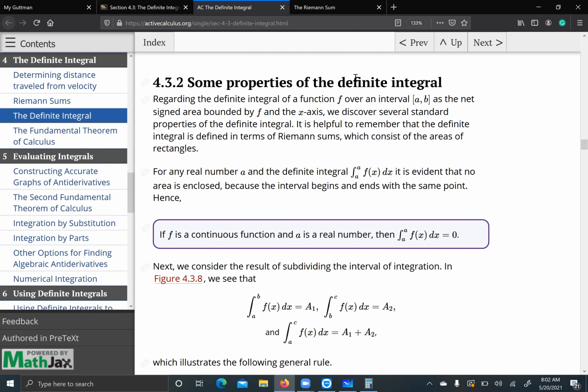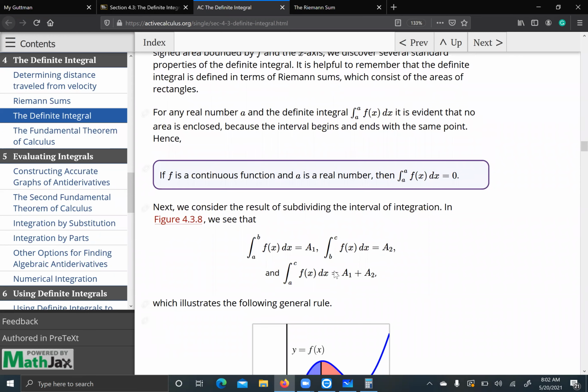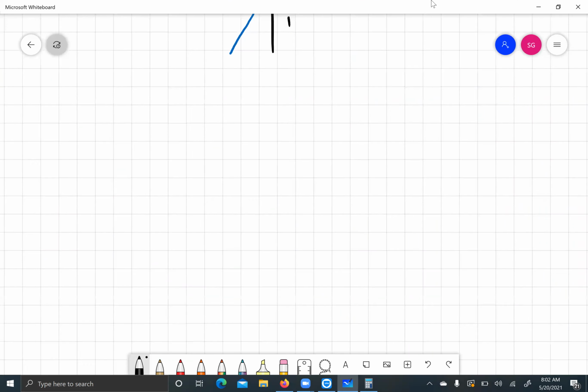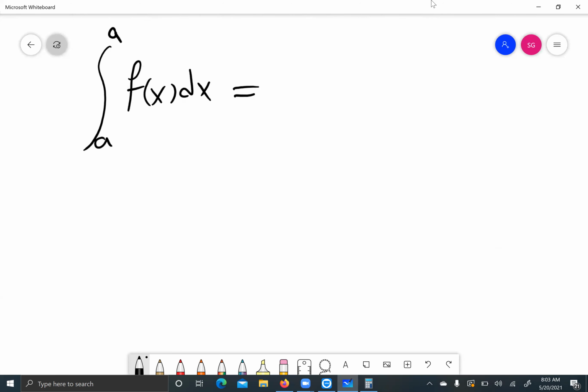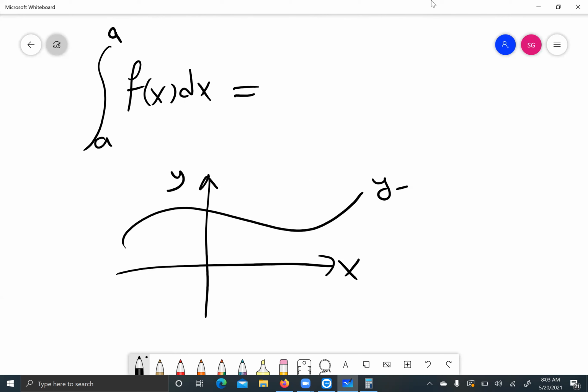The first property is pretty trivial. Look, what does this mean from a geometric perspective? If you take an integral of a function from a point to itself, what does this mean? Look at this in terms of geometry: x-axis, y-axis, and then you have a curve, the graph of f of x. Suppose this is point A. It's the area between the graph and the x-axis from A to A. Okay, so that's going to be just this straight line.